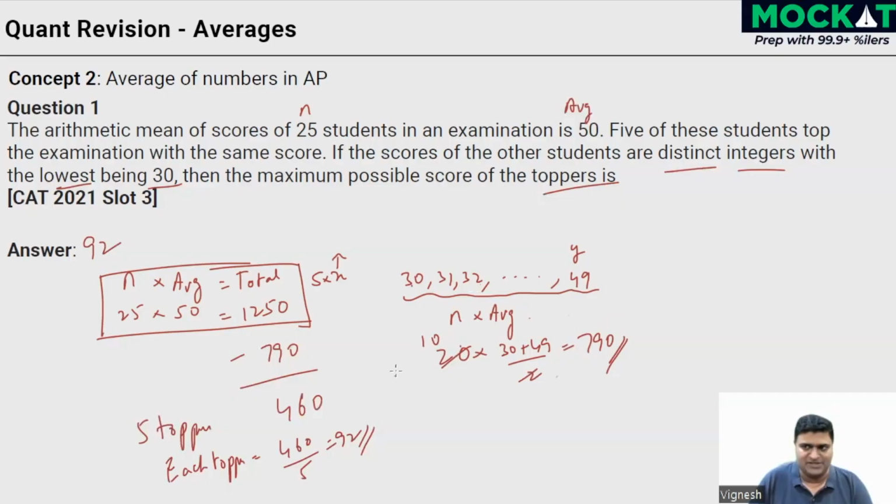However, some people challenged this question after the examination. They said you've used the word toppers in plural over here. It's non-MCQ. So if you're saying the maximum possible score of the toppers, it should be all 5 of them put together. The answer should be 460. And CAT decided that both answers will be accepted. They said 92 or 460, either of it if you mark, we're going to give full 3 marks.